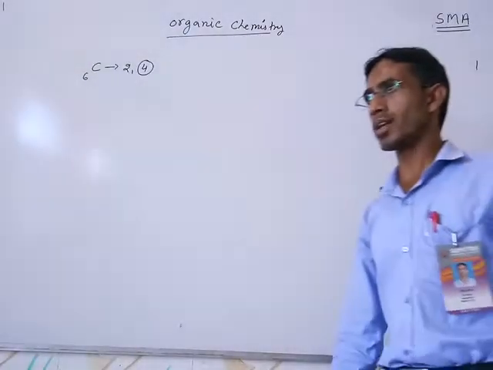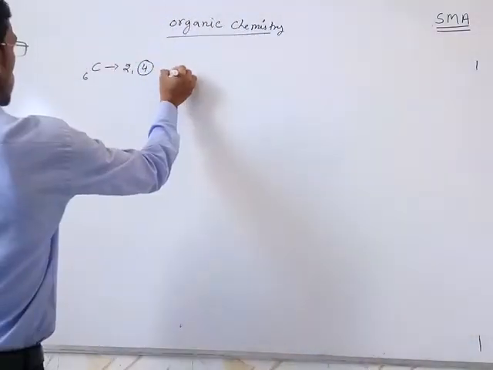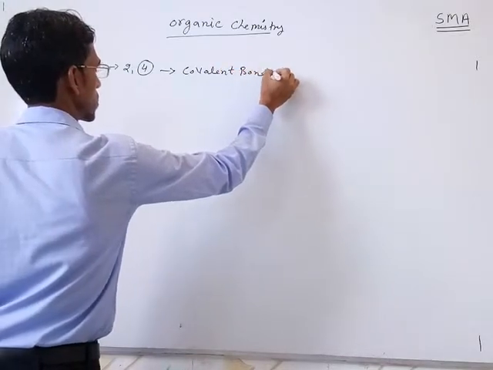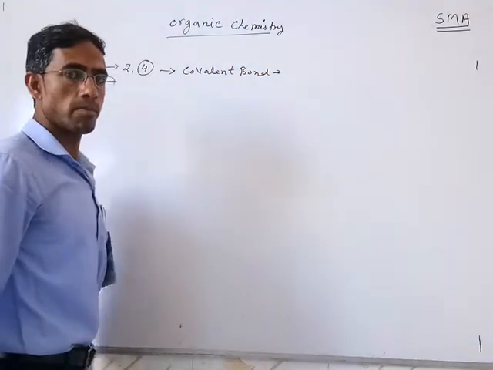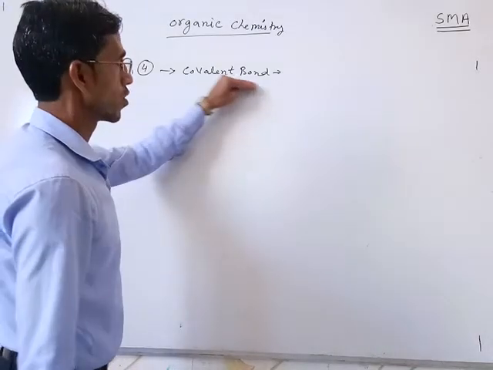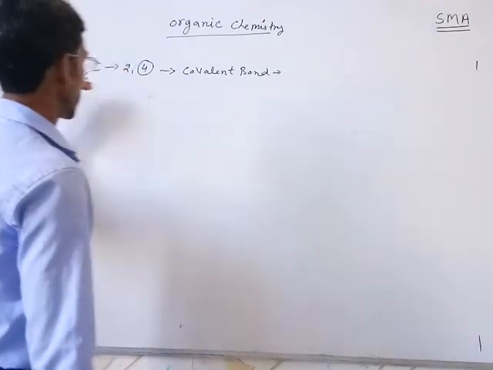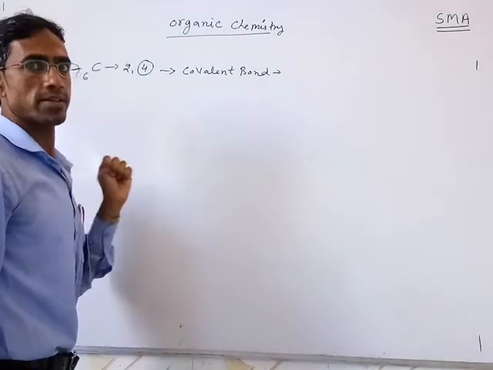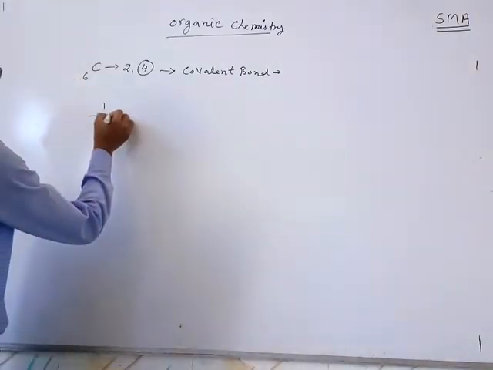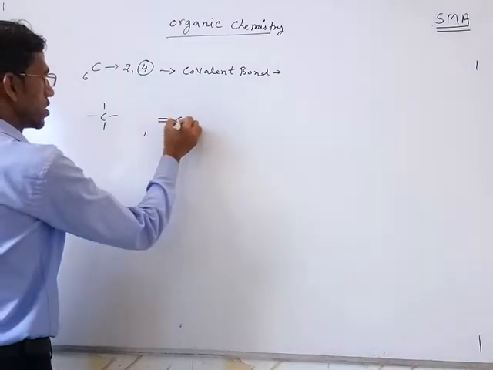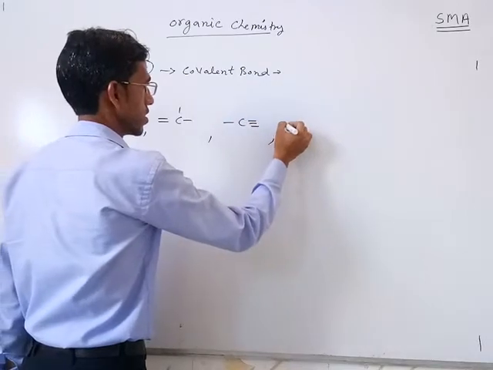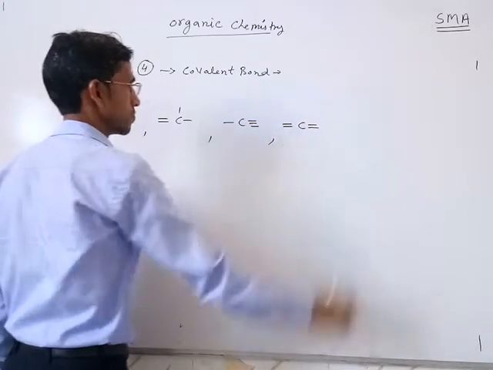So carbon normally forms covalent bonds. The bond formed by the sharing of electrons is known as a covalent bond. Carbon's nature is covalent because it makes 4 covalent bonds, like single, double, or triple combinations: four single, two single and one double, one single and one triple, or two double.